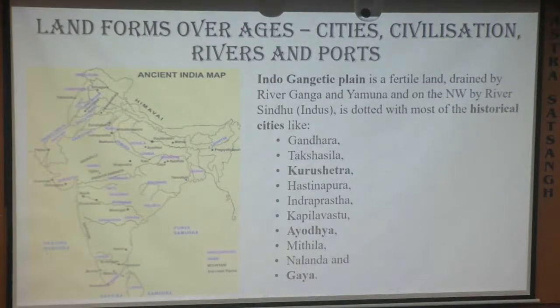So I don't want to take much time here. It's common sense that landforms over the ages, cities, civilizations, rivers, and ports are connected. If you try to see the history of it, like Kurukshetra, Ayodhya, Gaya, Patliputra, any such place, it's all dotted around rivers. And geology plays an important role. That's what I just want to tell you.